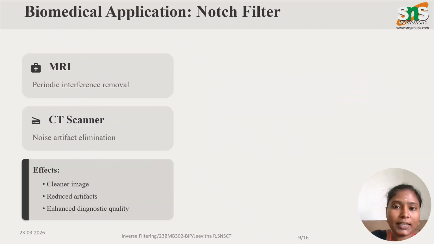Notch filters are widely used in biomedical imaging. In MRI, they remove periodic interference. In CT, they eliminate structured noise artifacts. Using this, it can provide a clearer image, reduced artifacts, and better diagnostic quality. So notch filters improve visual clarity without affecting important structures.